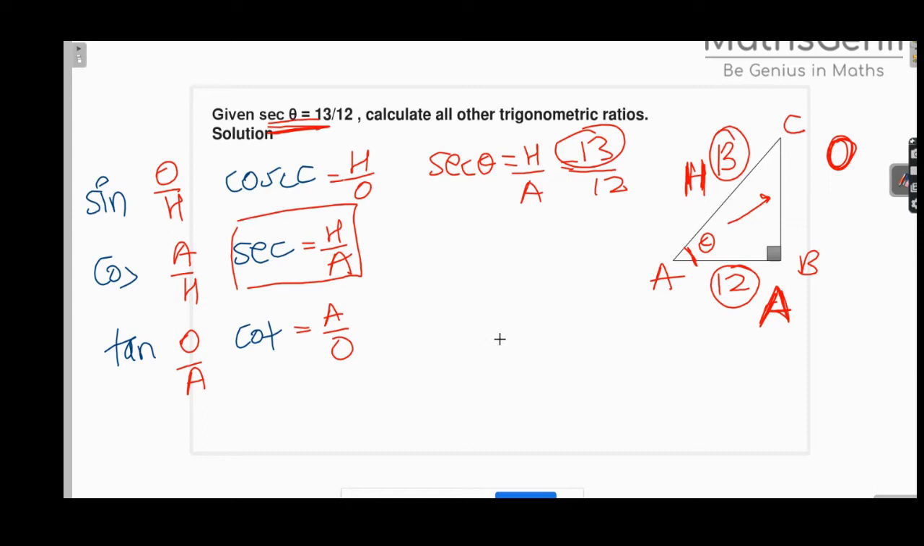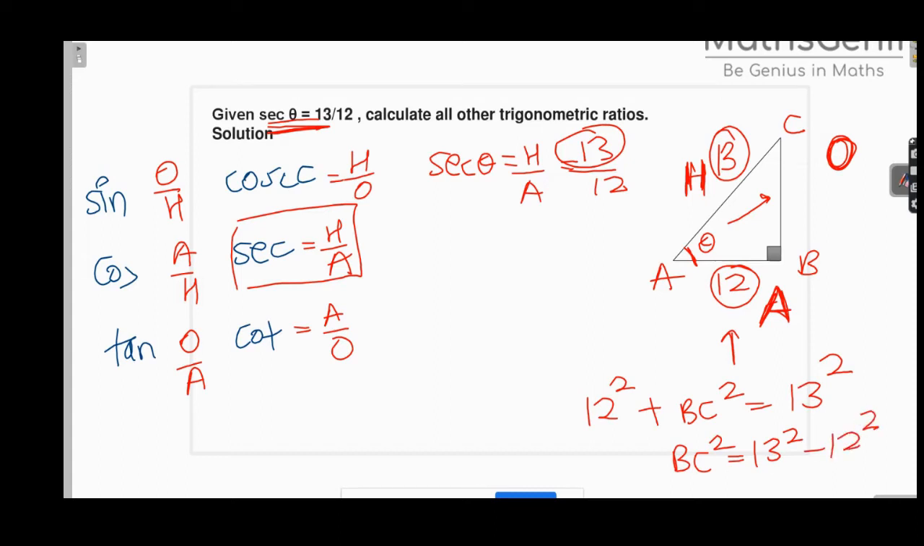Can I find the remaining side? Of course. What is the formula? Side 1 square, Pythagoras Theorem, plus side 2 square, which is BC square, is equal to hypotenuse square. Therefore, BC square is equal to 13 square minus 12 square.